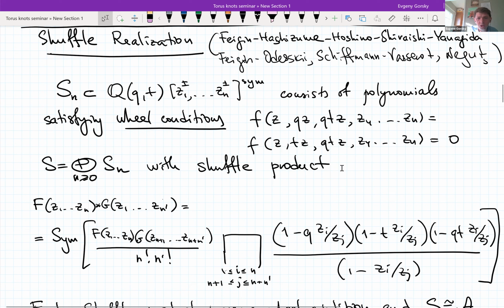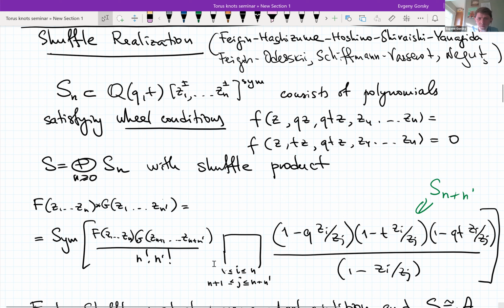And we can define the so-called shuffle product on these subspaces as follows. So we have symmetric Laurent polynomials of n variables. We have another symmetric Laurent polynomial of n prime variables. And then we build a symmetric Laurent polynomial of n plus n prime variables. So that would live in S n plus n prime. And so what do we do? We apply the first polynomial to the first n variables. We apply the second polynomial to the second n prime variables, starting from n plus 1 to n plus n prime. We have some factors, some rational function in q and t and z's, which are maybe not so important.